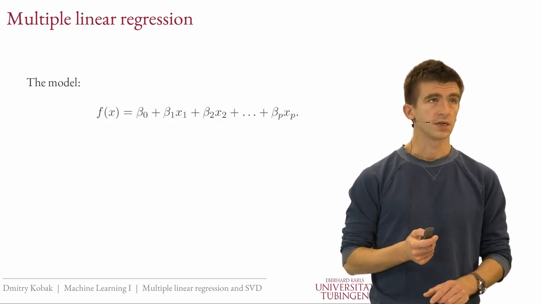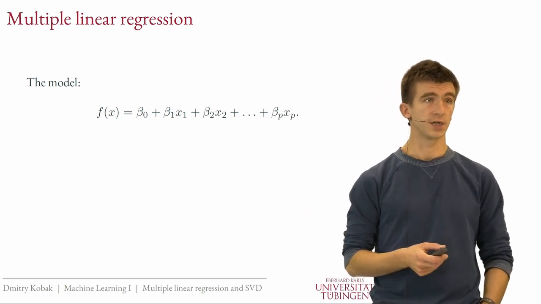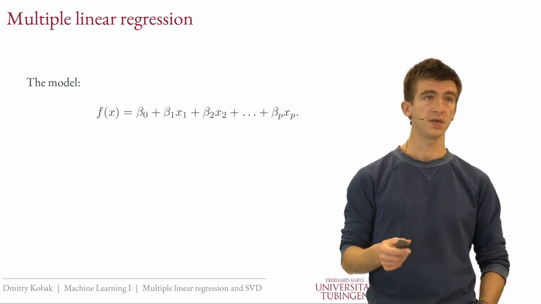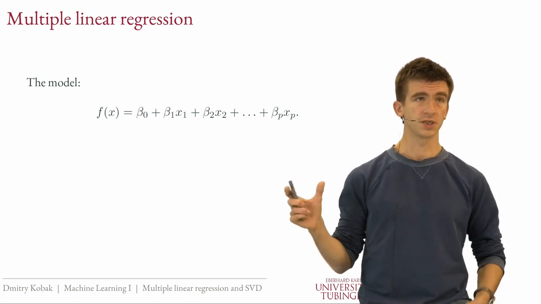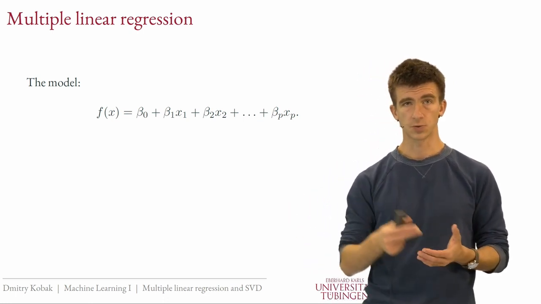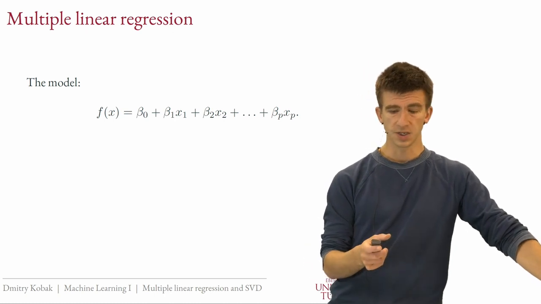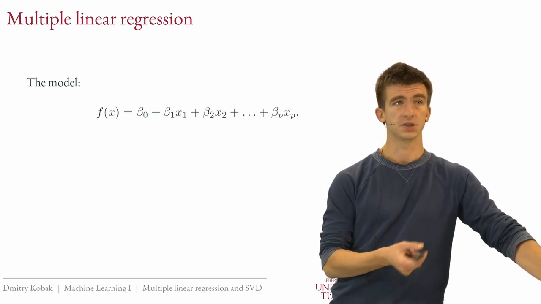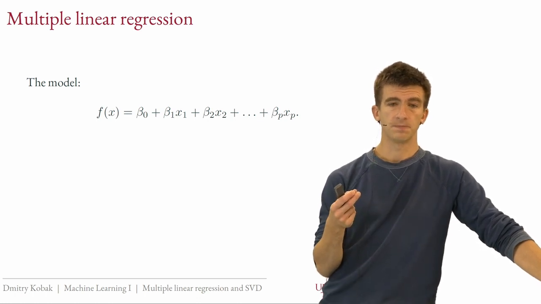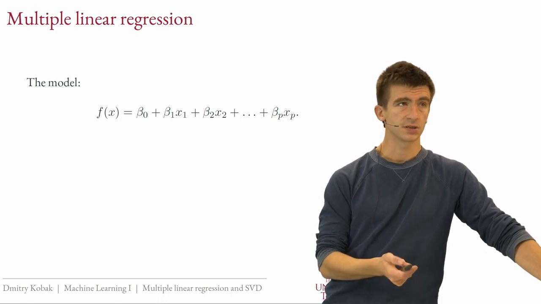Okay, so let's start with that. So our model here for multiple linear regression is a linear function of p predictors. So I will always use p to denote the total number of predictors that one has in the model. Remember that the sample size goes from 1 to n, and predictors go from 1 to p, and there's an additional beta 0, which is the intercept. So you have p plus 1 parameters in your model, given p predictors.